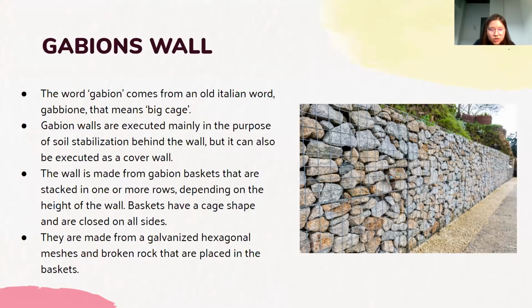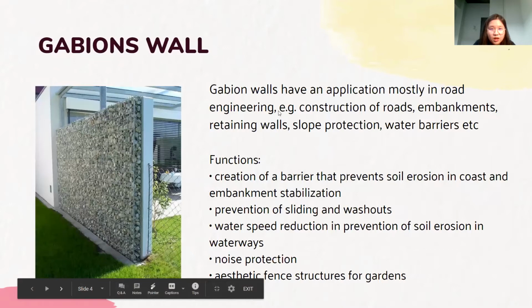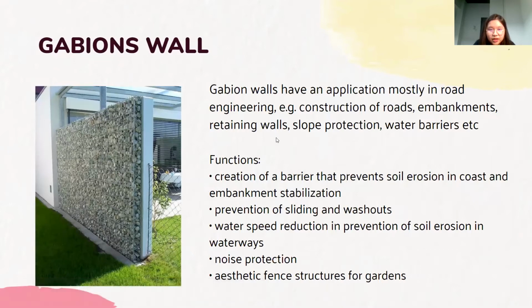Baskets have a cage shape and are closed on all sides. They are made from galvanized hexagonal meshes, and broken rock is placed in the baskets. Gabion walls have an application mostly in road engineering, for example, construction of roads, embankments, retaining walls, slope protection, water barriers, etc.